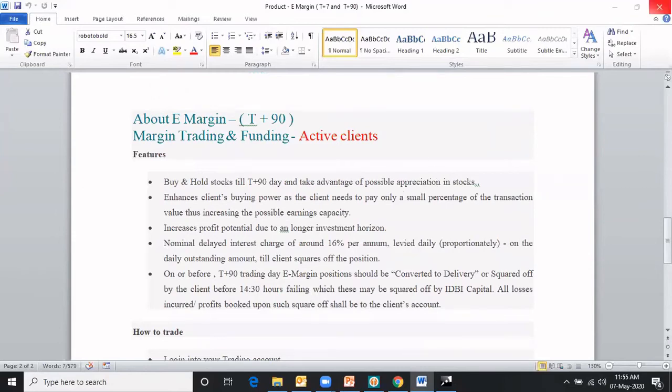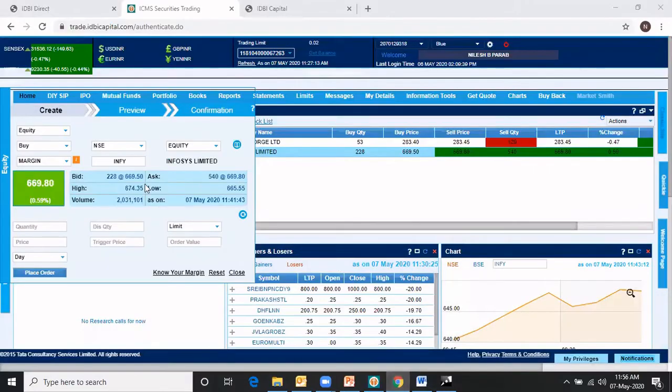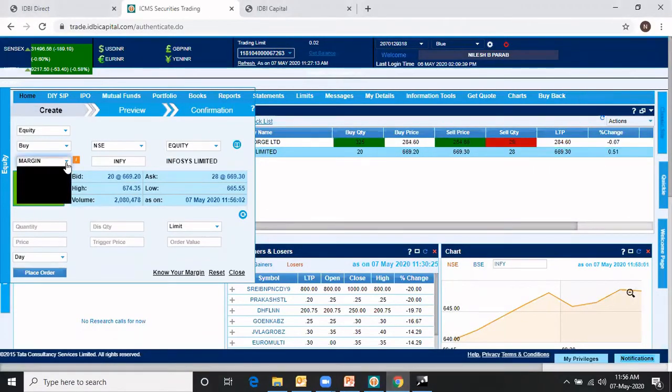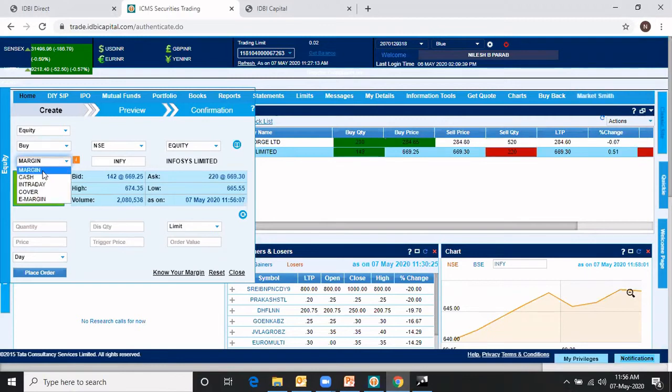So coming to our website. So this is what we covered about margin. Sorry, the margin product is not there. We have explained to you about e-margin. The margin product is not there, so we will not explain that because it is not there.